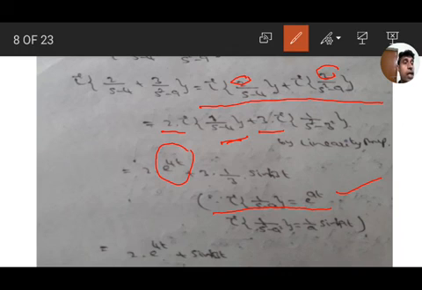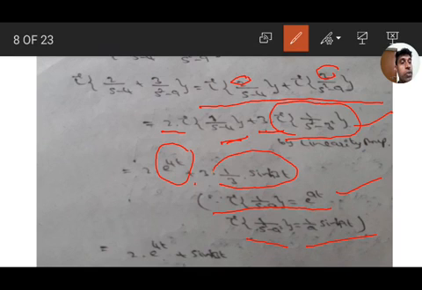And here L inverse of 1 by s square minus 3 square means it is of the form L inverse of 1 by s square minus a square, so we need the formula 1 by a sinh of at, where a equals 3. 3 the coefficient as it is, and this is 1 by 3 into sinh of 3t, the inverse Laplace transform of 1 by s square minus 9. Here 3 and 3 cancel. Simplification: 2 into e to the power of 4t plus sinh of 3t.